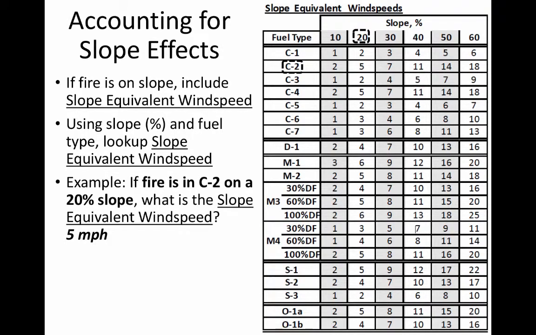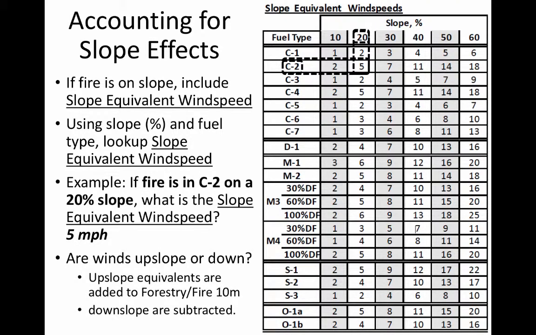In this example, the fire is burning in a C2 fuel type on a 20% slope. The slope equivalent wind speed is 5 miles per hour. If the fire is expected to burn upslope, add the slope equivalent wind speed to your wind speed estimate. If it's downslope, subtract it.